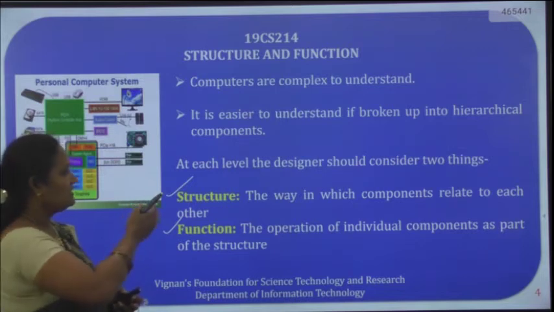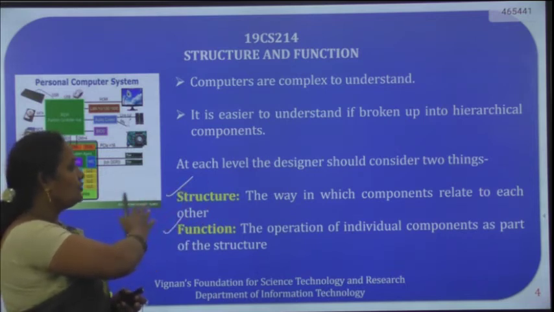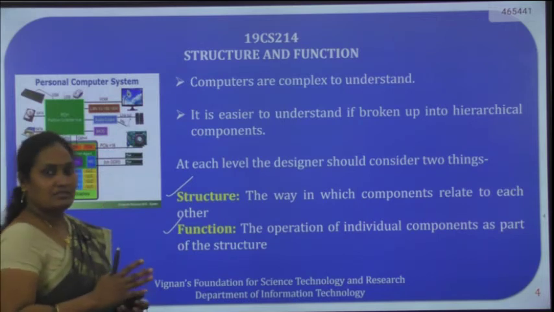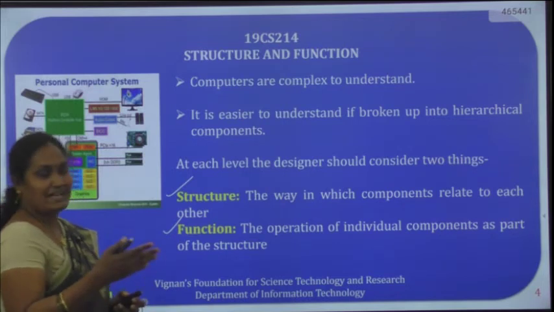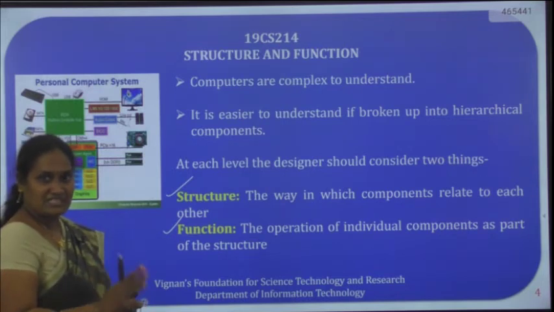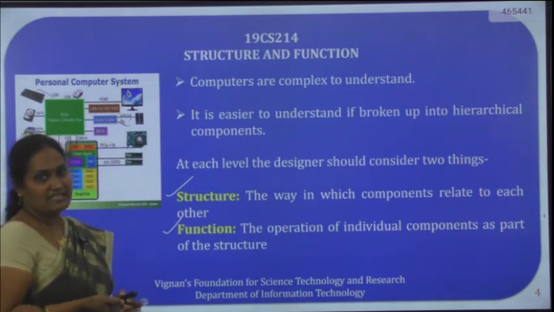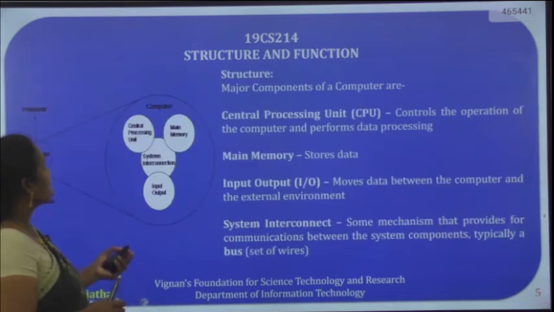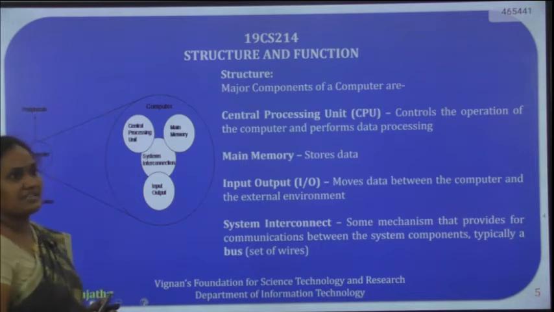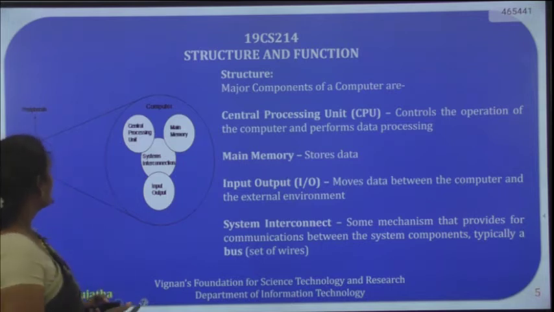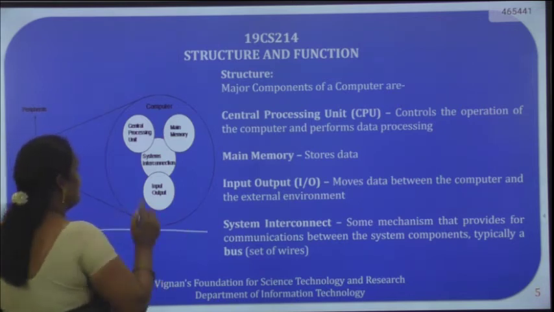So your structure contains various components, and all those components are related to one another. Now coming to function, it covers the operations of individual components which are part of the structure. What the components represented in the structure do, what their functionality and operation is, will be explained in function. In the hierarchical representation of computers, first we are going to see the entire computer structure.